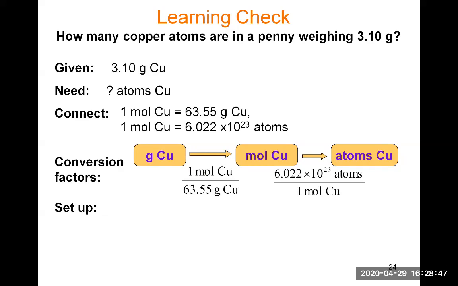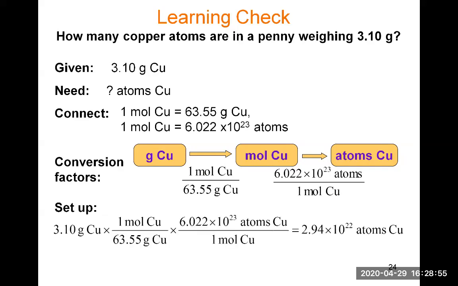So when we put this together and write the full calculation, you always start with the given amount. So here it's 3.10 grams of copper times the first conversion factor, which is the molar mass, with the mole on top and the grams on the bottom. And we can see that it cancels the grams, times the second conversion factor with the mole on the bottom and the atoms on top. The moles on the bottom cancel with the moles from the previous conversion factor. And the atoms are the unit left, and that's the desired unit. So that's what we want.